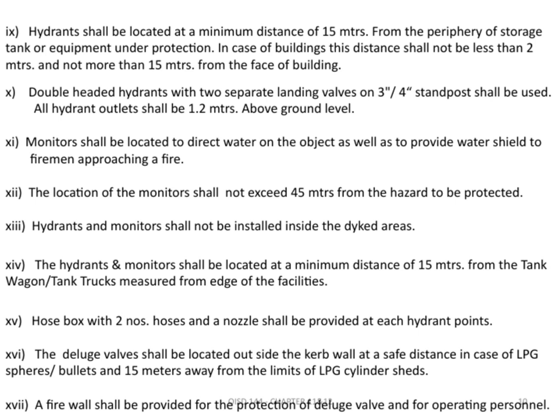Regarding hydrants and monitors, they should be positioned at a minimum distance of 15 meters from tank wagons or trucks, measured from the edge of the facilities. Double-headed hydrants, equipped with 2 separate landing valves on a 3 or 4-inch standpost, are preferred. All hydrant outlets should be approximately 1.2 meters above ground level for easy access.